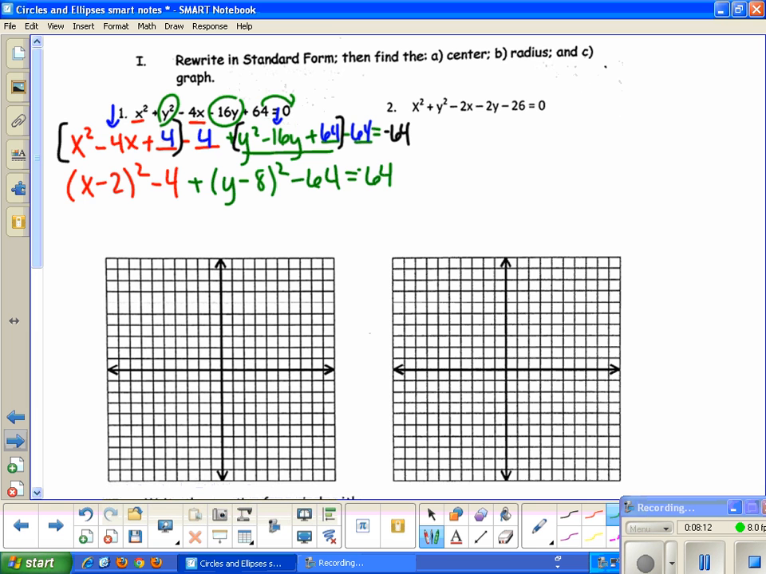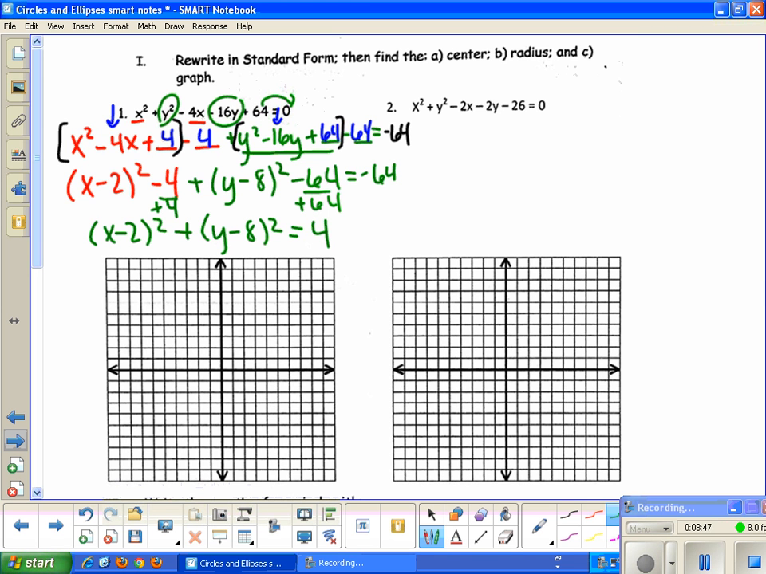And then the next step is that we want to take all the numbers that are left over, like the negative 4 and the negative 64, and we want to put them on the other side. So that means I'm going to add 64 and add 4 to this negative 64 over here. So when I do that, I end up with (x minus 2) quantity squared plus (y minus 8) quantity squared is equal to negative 64 plus 64 is 0, and then you have plus 4, so is equal to 4.